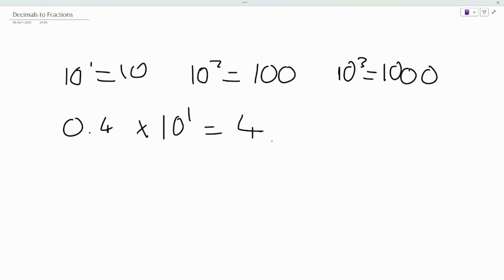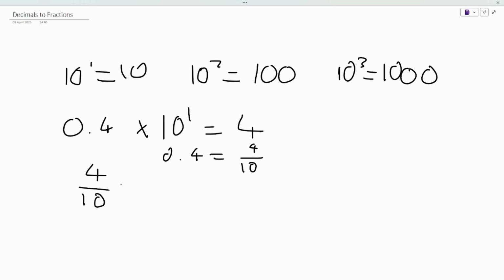Now, to make this a fraction, we have to rewrite this a little bit, and it's just a matter of rearranging. So 0.4 is the same as 4 over 10. If you rearrange this, you can see that, because if you divide both sides by 10 to the power of 1, you get 0.4 is equal to 4 over 10, which is what we've got here. So we have our fraction. We've gone from decimal to fraction. 0.4 is 4 over 10.